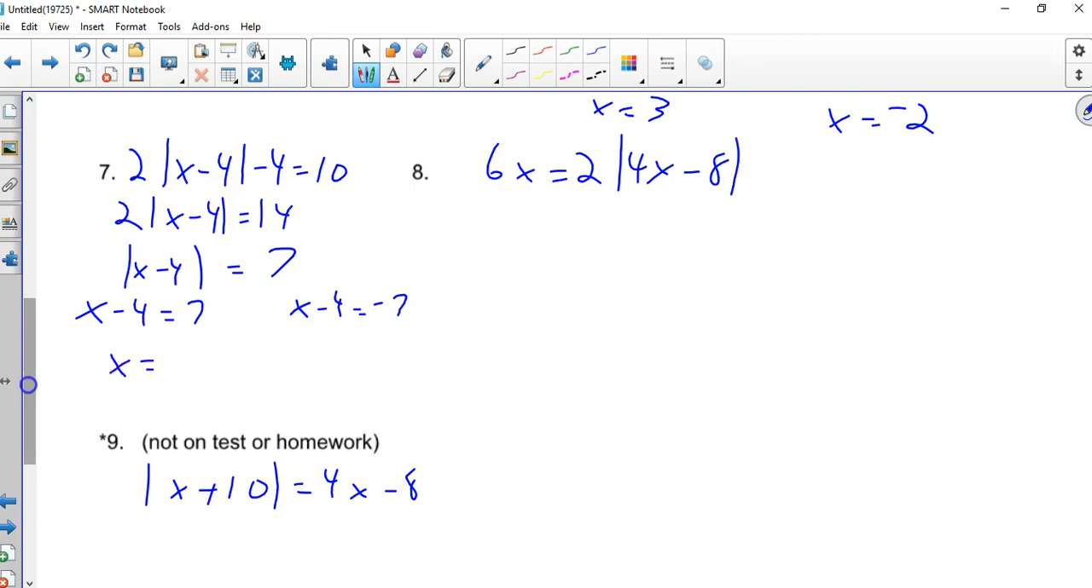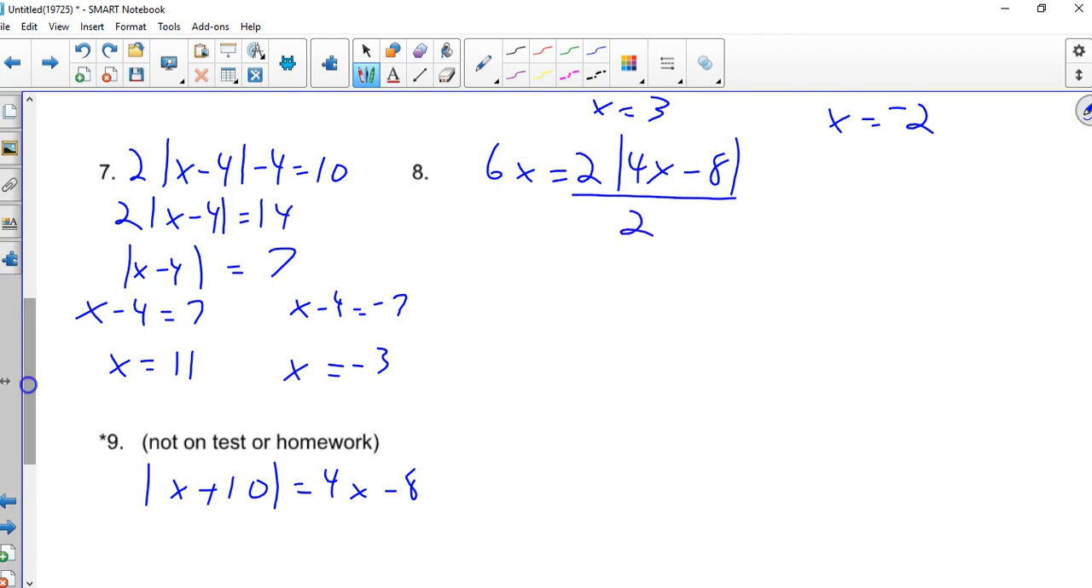Add 4 to both sides, 11, negative 3. Check it. 11 minus 4 is 7. Absolute value is 7, times 2 is 14, minus 4 is 10. Negative 3 minus 4 is negative 7. Absolute value is 7. Times 2 is 14, minus 4 is 10. Both answers check out.